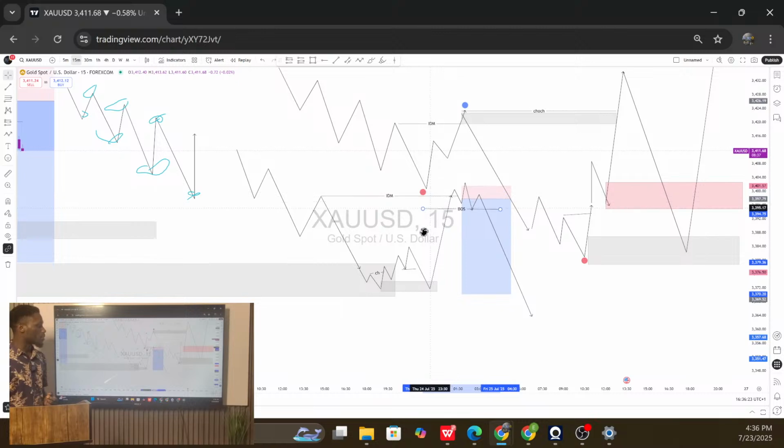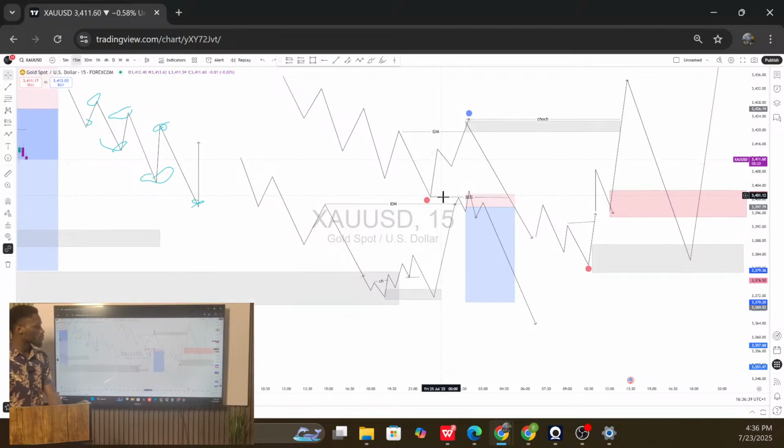So time will not permit us again. If not, I would have still shown us many examples on the charts to help us understand how these things work. So you can call this now your break of structure.